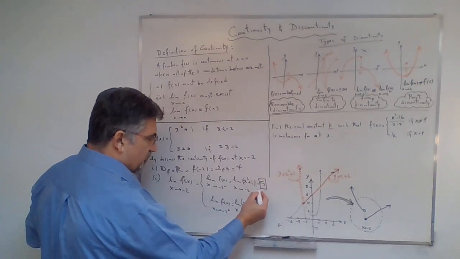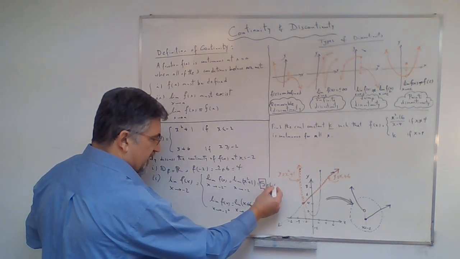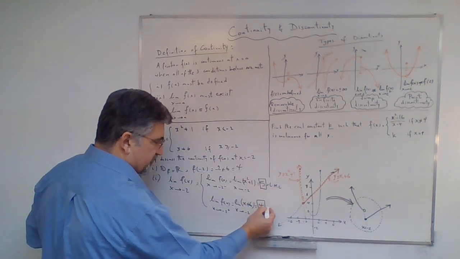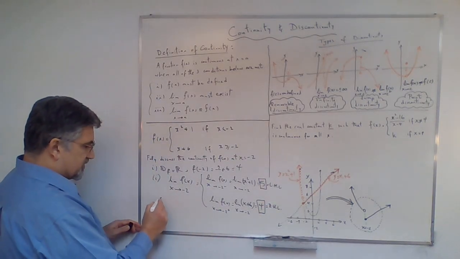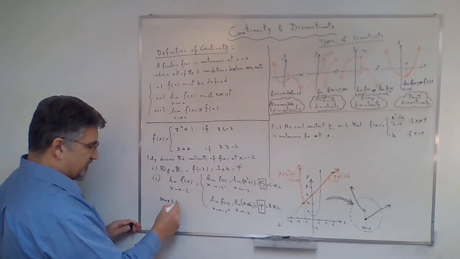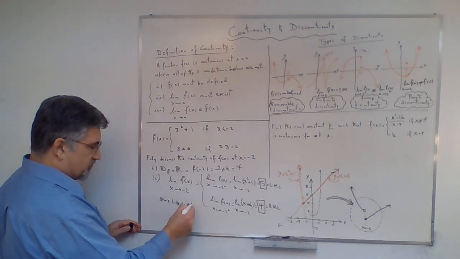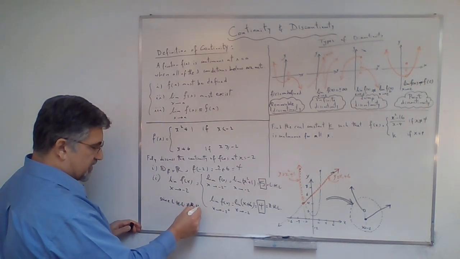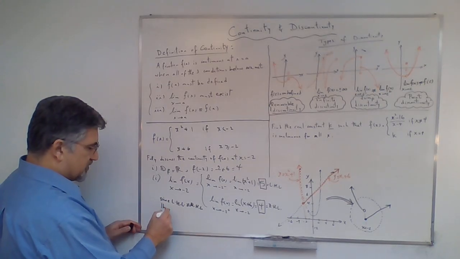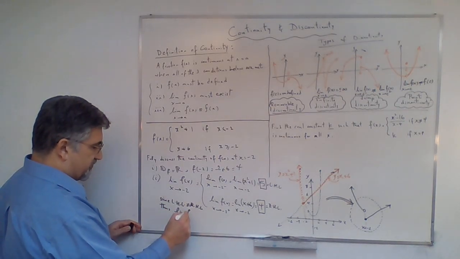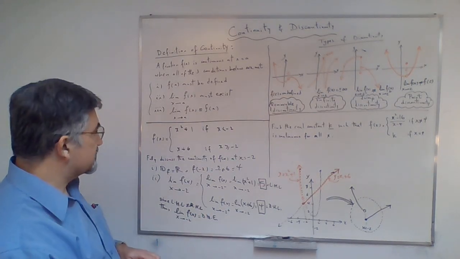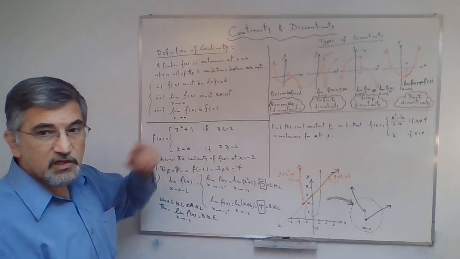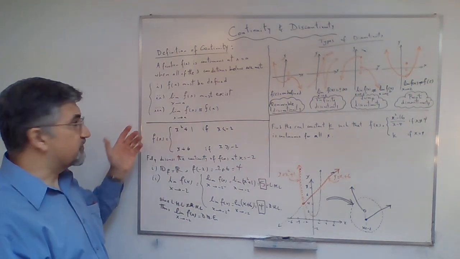So we saw that the left hand limit was 5, but the right hand limit was 4. So we're going to say since the left hand limit is not equal to the right hand limit, thus the limit of f of x when x approaches -2 does not exist. And this means that the second condition is not satisfied right there, okay?